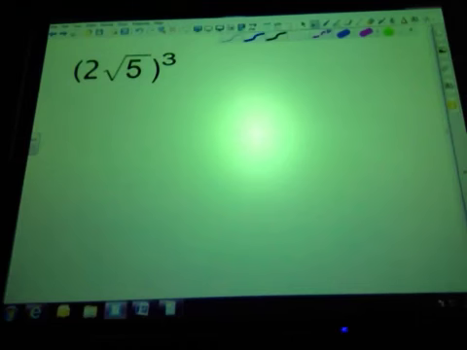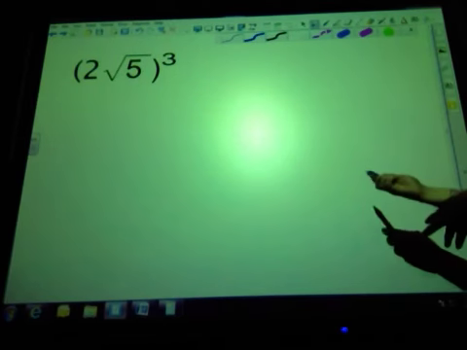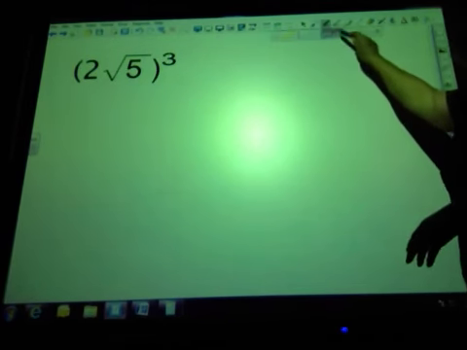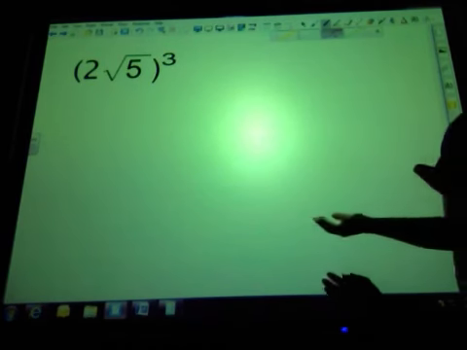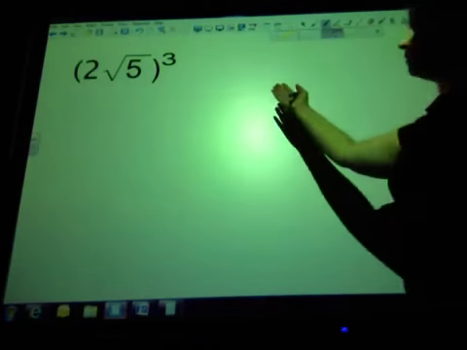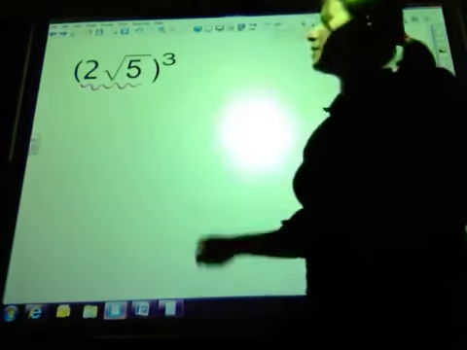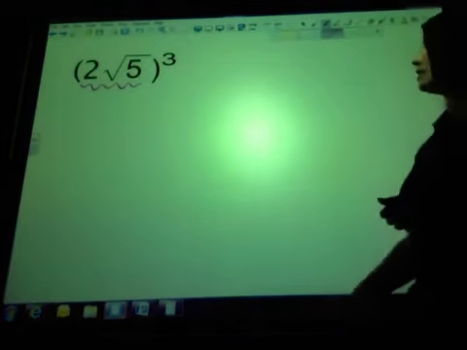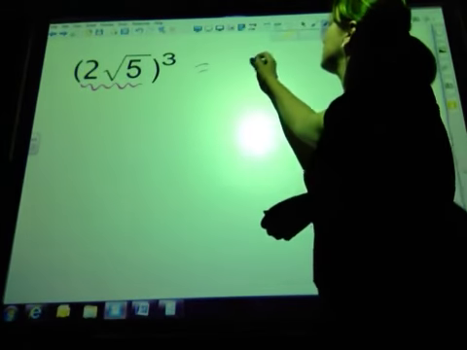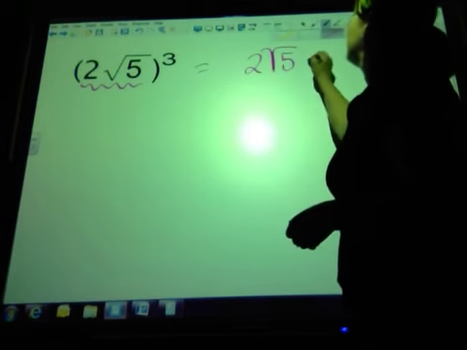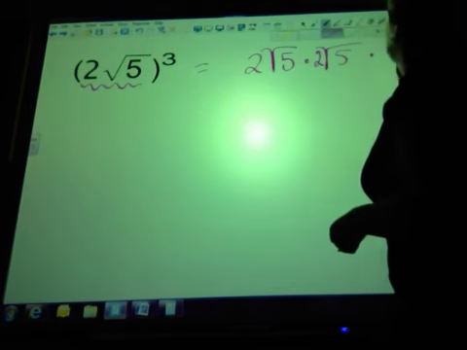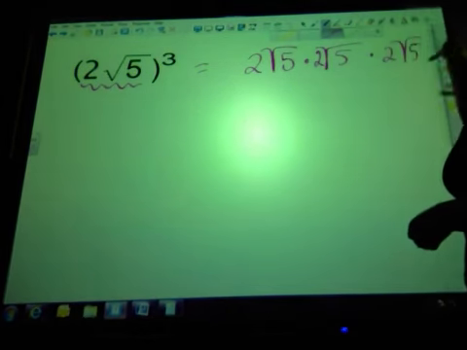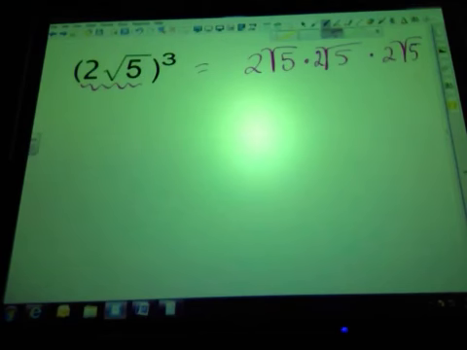This is when you have parentheses and an exponent on the outside. So what this means, anything to the third power means you're going to multiply that thing, in this case that's 2 times the square root of 5, times itself 3 times. So all this means is 2 times the square root of 5 times 2 times the square root of 5 times 2 times the square root of 5. Okay, we can do this. It's just like what we did a minute ago.